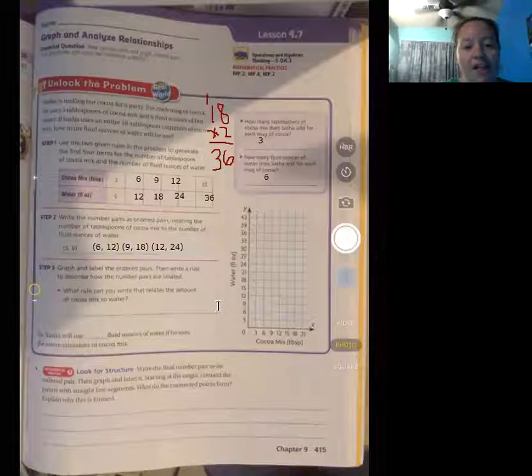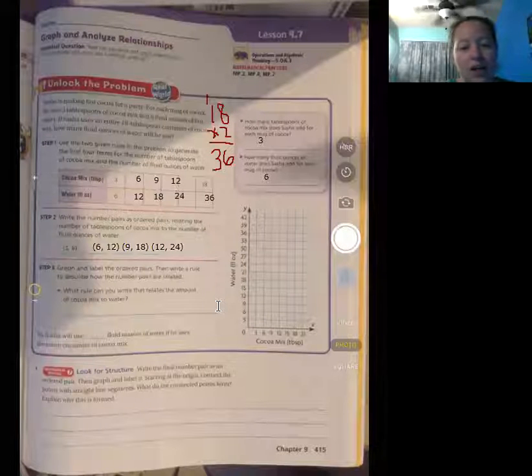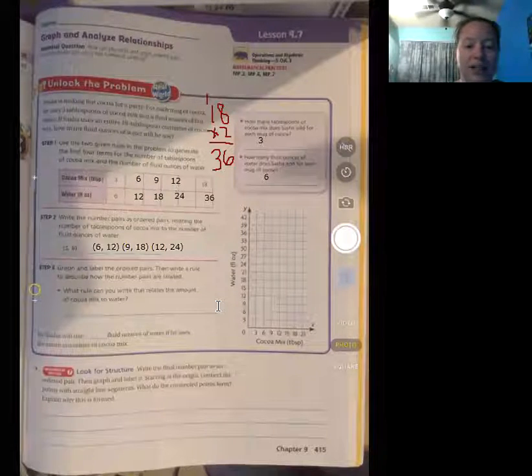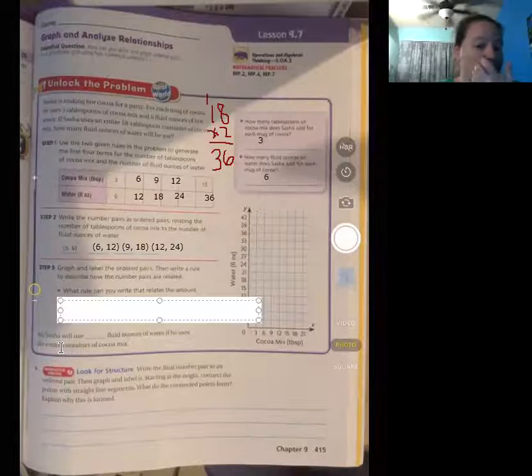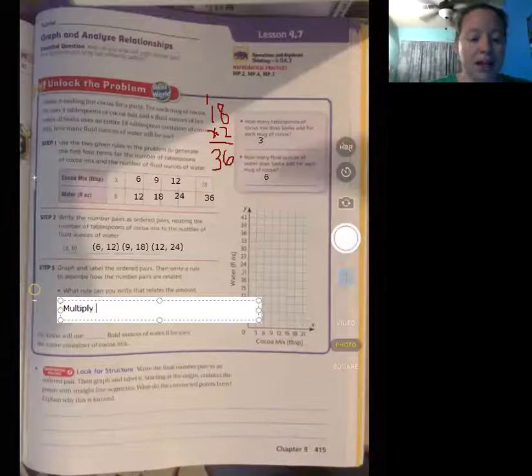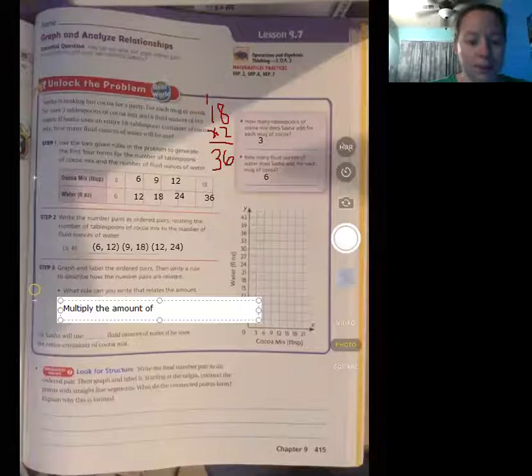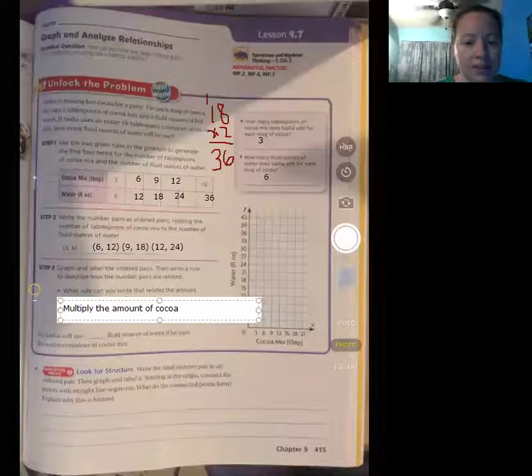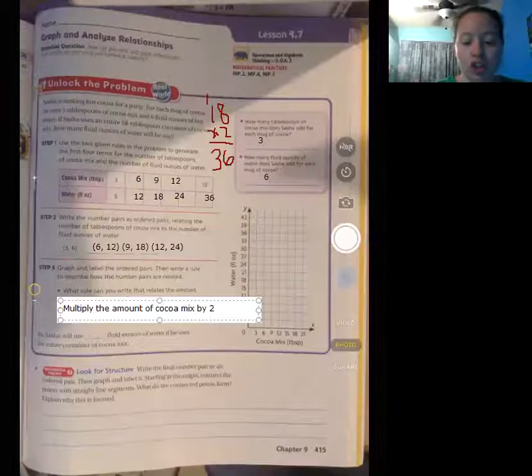Step 3, graph and label the ordered pairs, then write a rule to describe how the numbered pairs are related. What rule could you write that relates the amount of cocoa mix to water? So we're back down here with this thing. Multiply the amount of cocoa mix by 2, just like we had before. Because remember, 3 times 2, we had decided that that was how that worked.